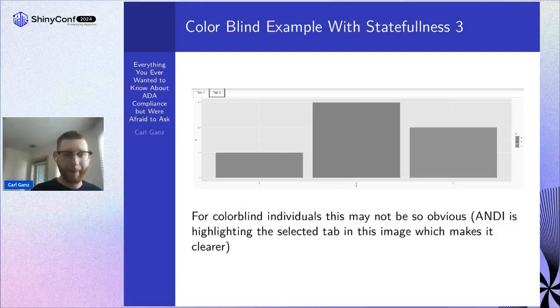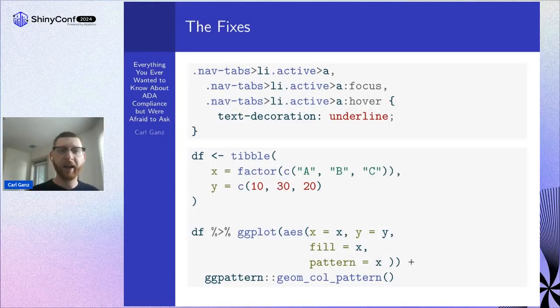And so, we talked about in the case of a blind person, we have that aria selected metadata to specify which one is selected. But for a colorblind person, the approach here is really to try to use non-color based visual cues. And so I've added two little fixes here. One of them is a quick bit of CSS. I'm piggybacking on this active class to add this text decoration. Underlining is a visual cue that does not depend on color. And then for the actual bar chart, I'm going to piggyback on this ggpattern package to change the actual way it looks. So let me show you now.